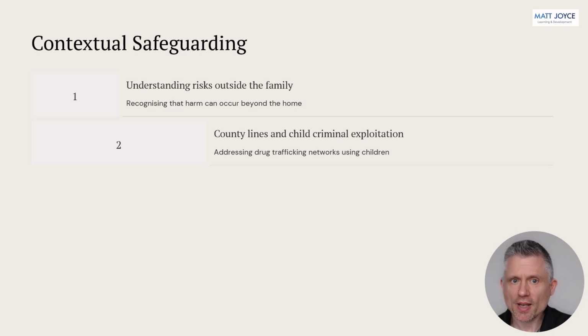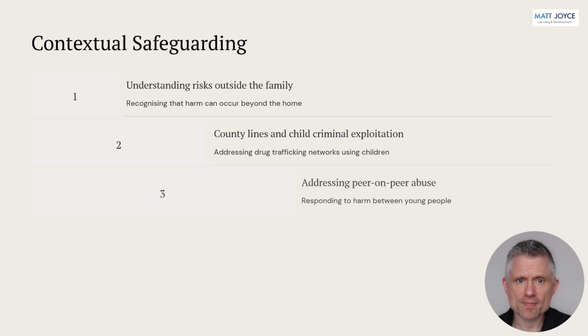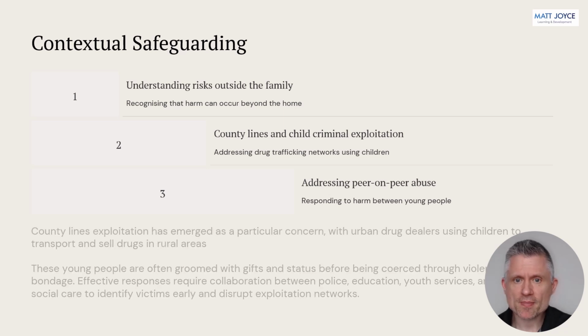Also, in some cases, how criminal gangs or drug trafficking networks start to use children and exploit children for their own gain. Also recognizing peer-on-peer abuse. Sometimes there can be situations where a child may be abusive to another child. This is sometimes called harmful sexual behaviour.